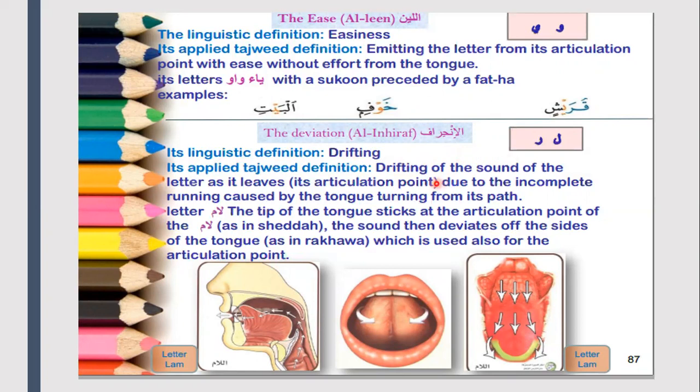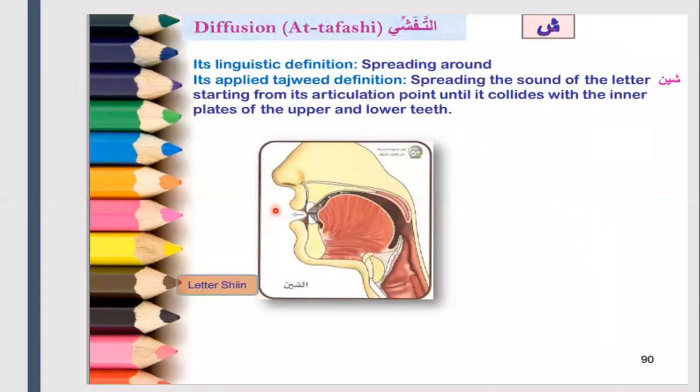We then have inhiraf, which is drifting, and it's applied to the letters lam and ra. This is because they drift away from their articulation point. They move away, turning from its path. The running caused by the tongue moves these letters away from the articulation point. So they deviate and they move. That is what inhiraf is called.